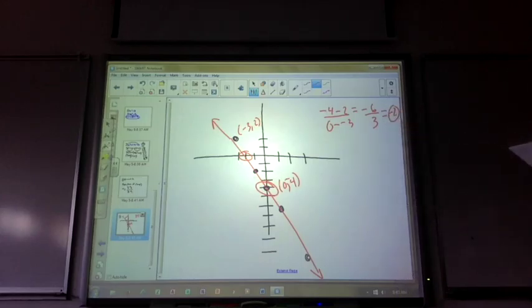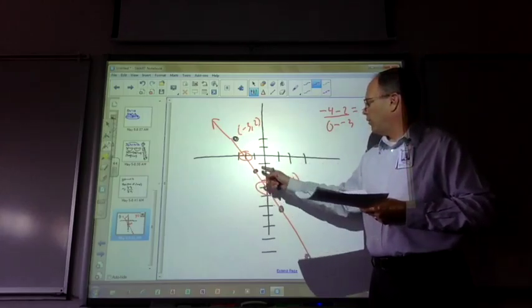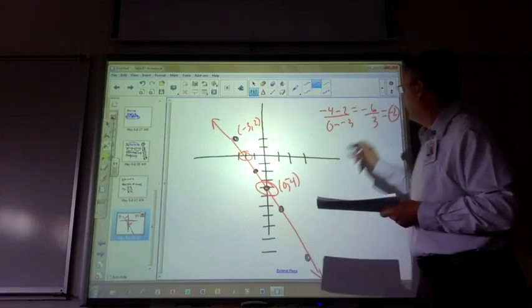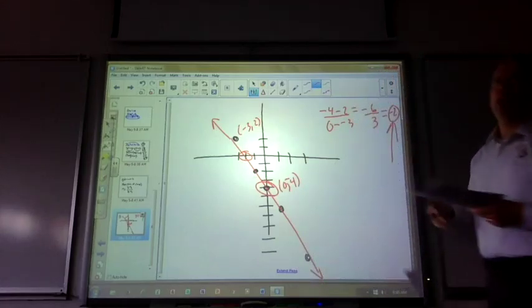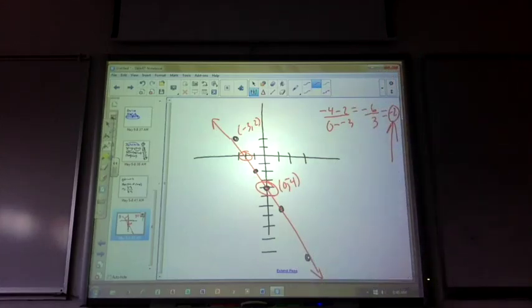The rate of change, because it's a straight line, what do you know? It's linear. What do you know about the rate of change of a linear? It's going to be the same. So it doesn't matter if I go from here to here, or from here to here, or from here to here. It's going to be the same rate of change, which is our slope. Okay? Feel good?